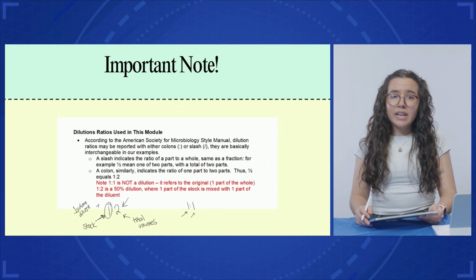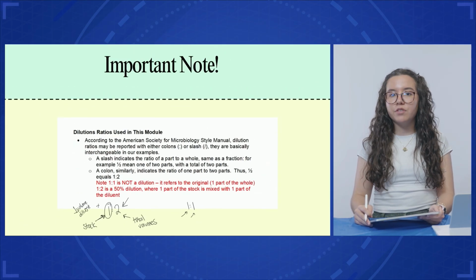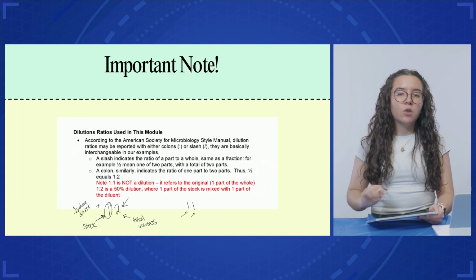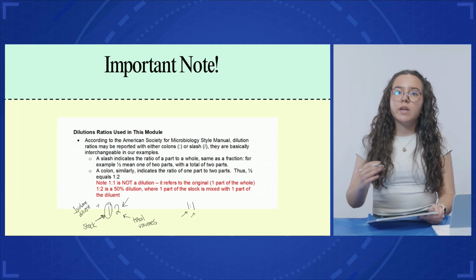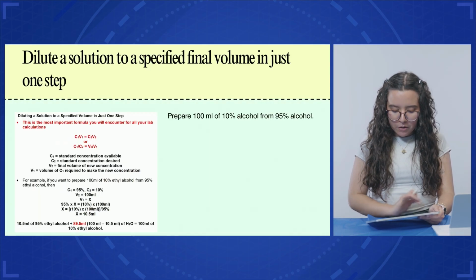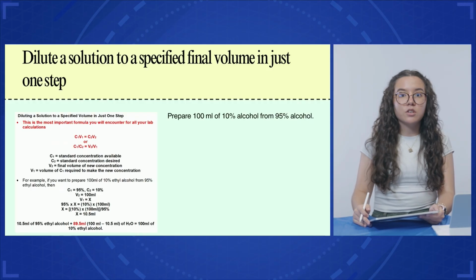That is something students mix up every year without fail. So just make sure you understand that a 1-to-1 is not the same as a 1-to-2. A 1-to-1 isn't a dilution, it's just an original. A 1-to-2 is actually that 50% dilution. Perfect, now we can move on to dilute a solution to a specified final volume in just 1 step.